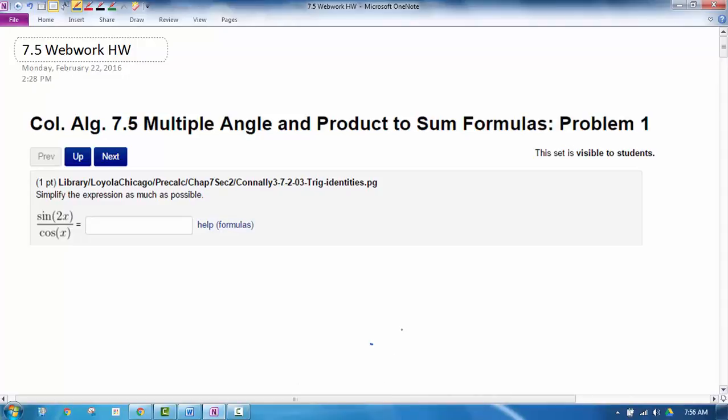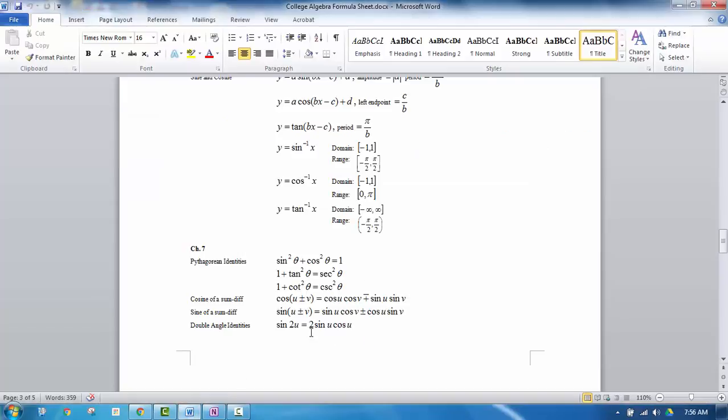Okay, this is 7.5 homework help. First problem wants us to simplify this expression as much as possible. So we've got the sine of a double angle right there, and we've got multiple angle formulas on our formula sheet right here.